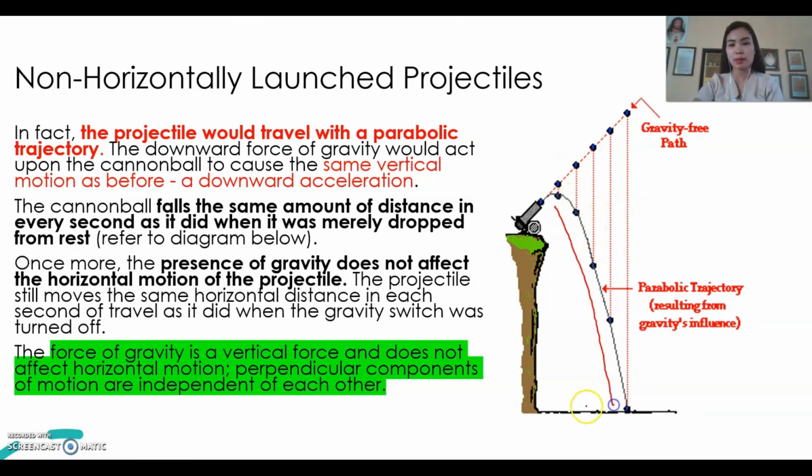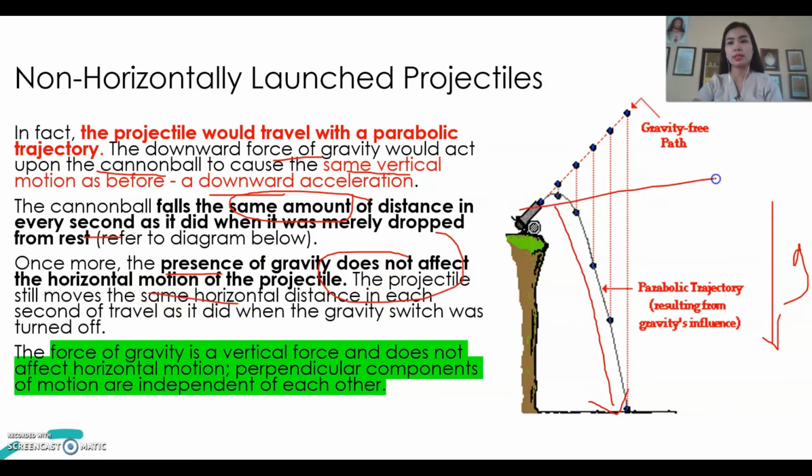So, isa lang din niya itong tandaan na ang projectile makakacreate siya of a parabolic path or parabolic trajectory. Okay? The downward force of gravity would act upon the cannonball that caused the same vertical motion as before, a downward acceleration. The cannonball falls the same amount of distance in every second as it did when it was merely dropped from rest. Again, the presence of gravity, yung downward acceleration, does not affect the horizontal motion.